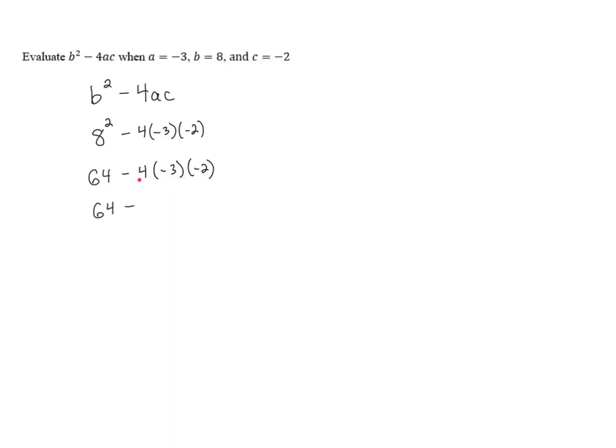So we're going to end up keeping this as a subtraction, but we know that these negative signs cancel, so when we're multiplying, we can multiply these together, and remember that that cancels. So 4 times 3 is going to be 12, and then 12 times 2 is 24. So all of this is going to be 24.